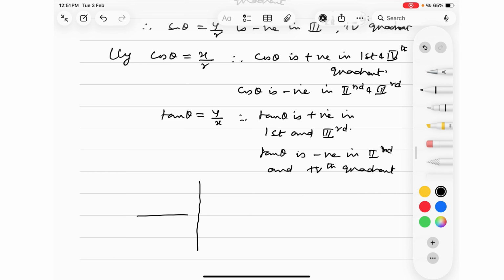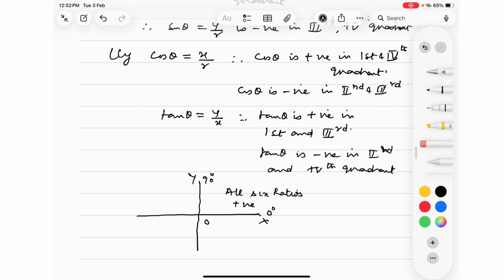Very important point we have learnt now. The next important basic is that all 6 ratios are positive in the first quadrant. Remember, first quadrant means XOY. First quadrant means from 0 degrees to 90 degrees. So in between 0 and 90, all 6 ratios are positive.